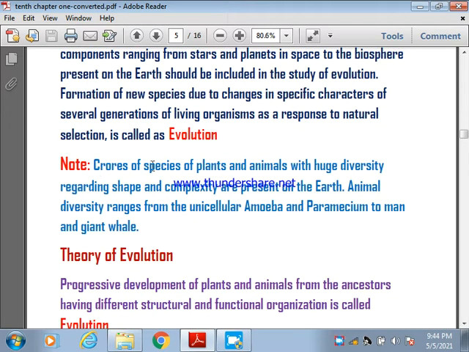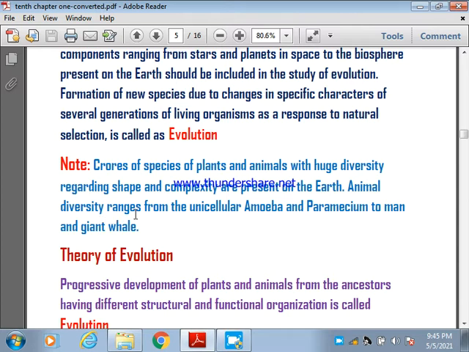Notes: crores of species of plants and animals with huge diversity regarding shapes and complexity are present on the earth. We all know that crores of species of plants and animals are present on the earth. Out of that, we are only one, that is a human.